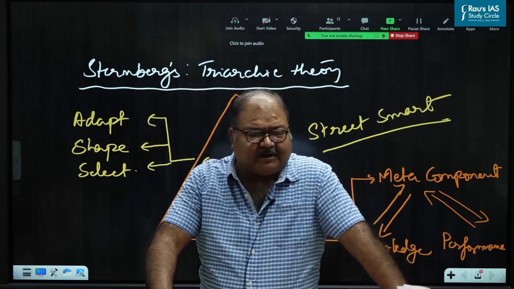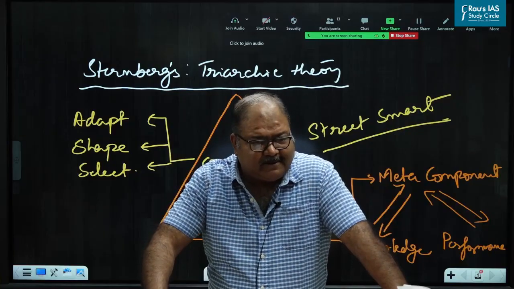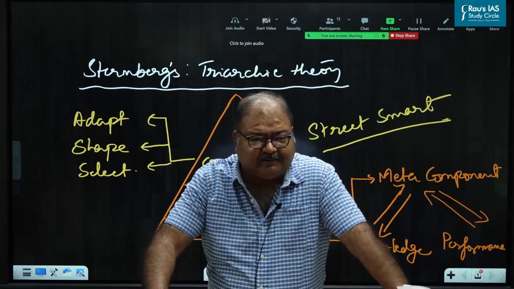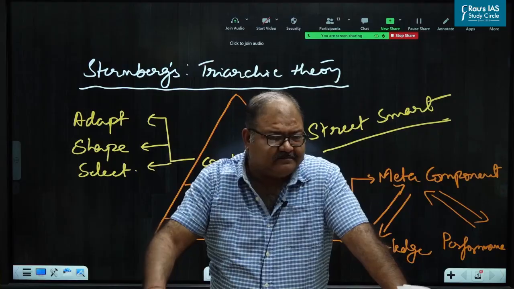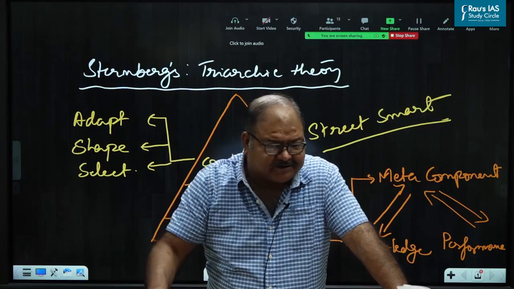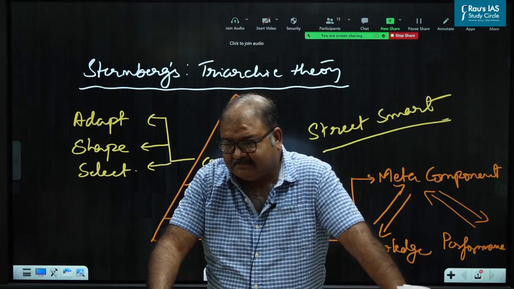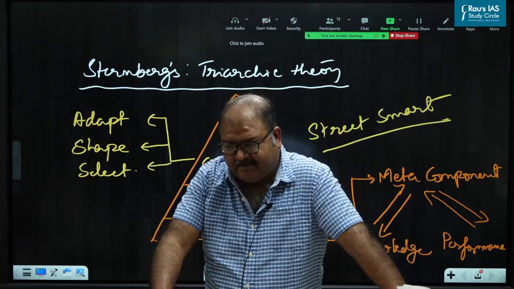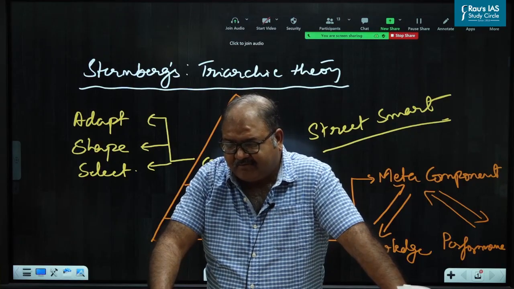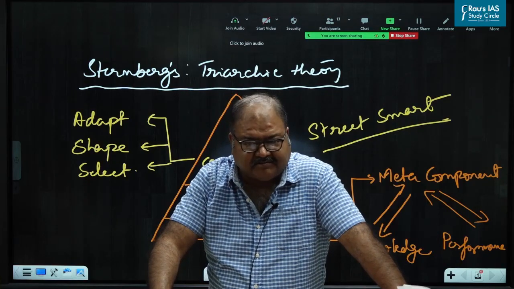हिंदी में स्ट्रीट स्मार्ट को चालू पुर्जा कहते हैं, एक ऐसा पुर्जा जो किसी भी मशीन में फिट हो जाए. So whatever be the situation, the person will act smart.